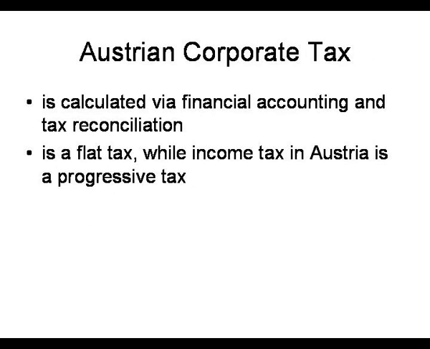Now, corporate tax is only calculated via financial accounting and subsequent tax reconciliation. So corporations don't have these other 2 alternatives. And the other element of corporate tax that I thought might be interesting from a vocabulary perspective is that Austrian corporate tax is a so-called flat tax. There's one rate that exists regardless of what the income of a company is. That's 25%. And in contrast to that, the income tax in Austria is a progressive tax where the tax rate increases in proportion to the natural person's income.